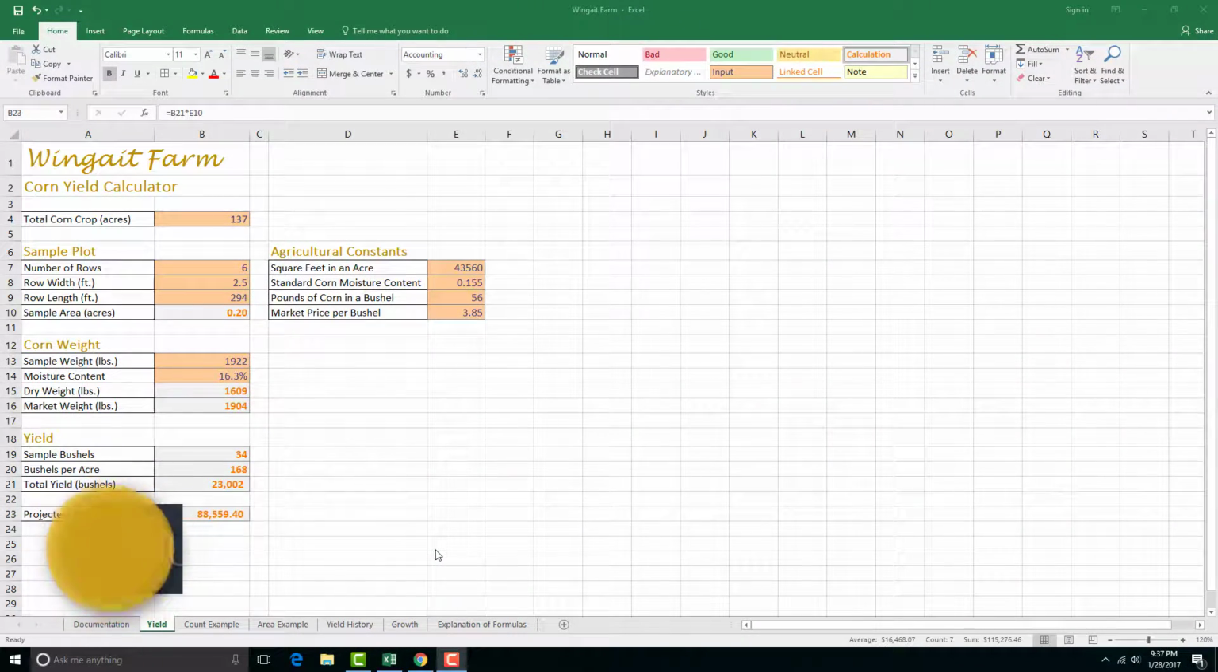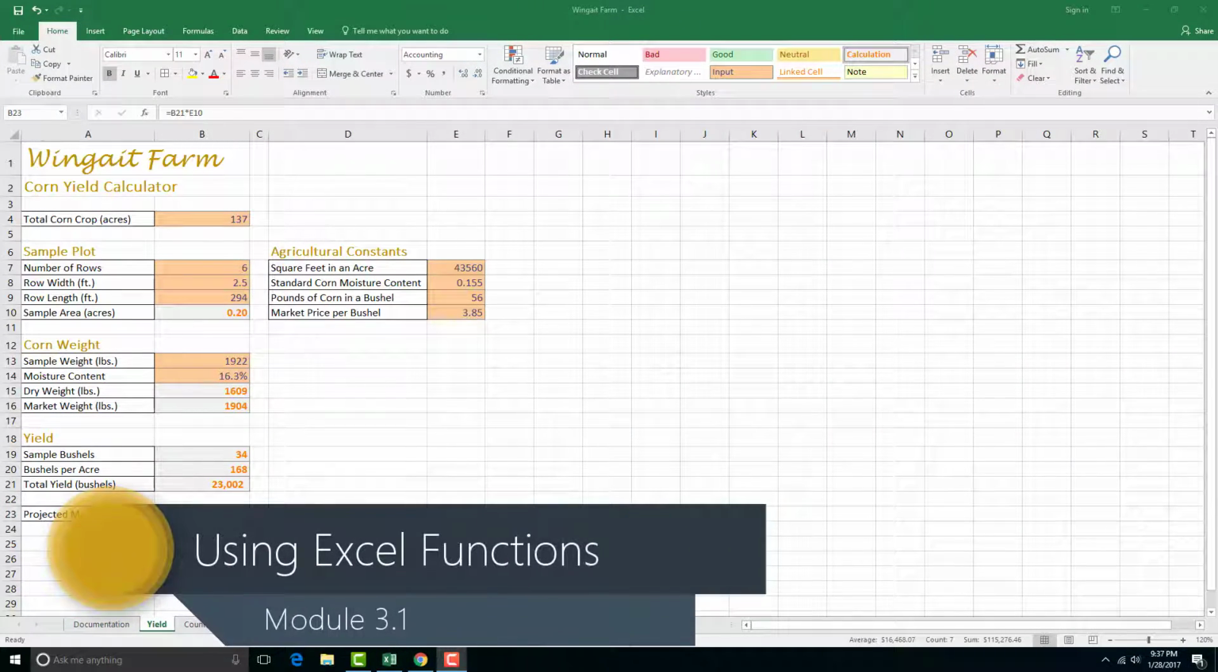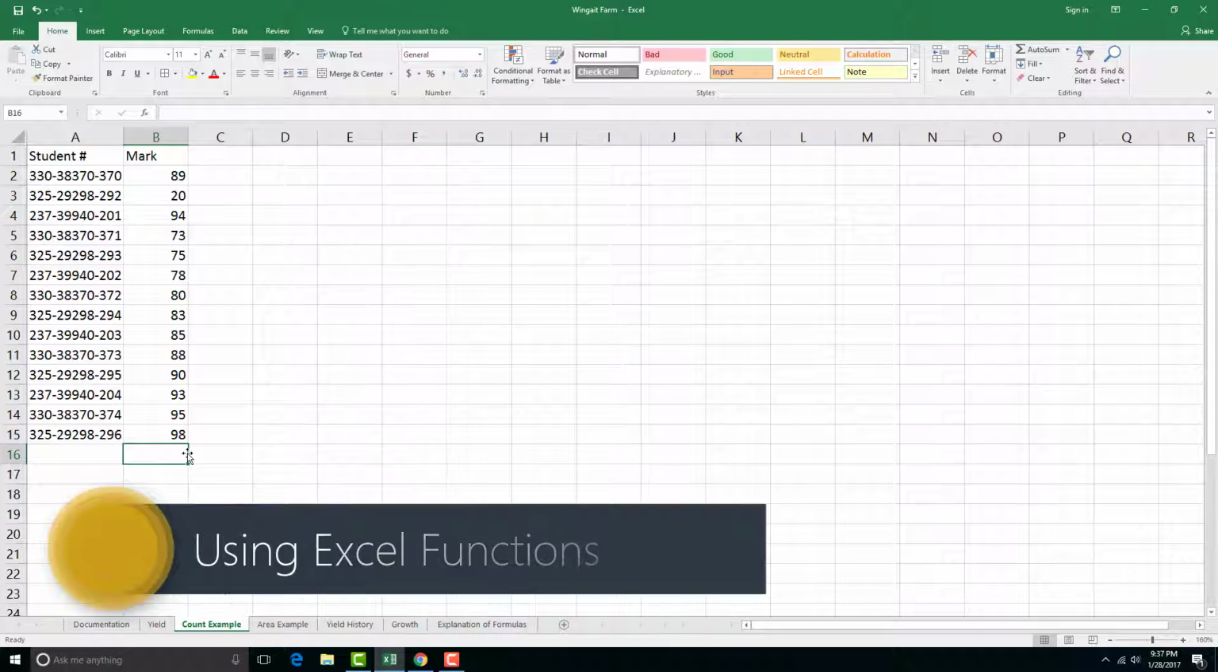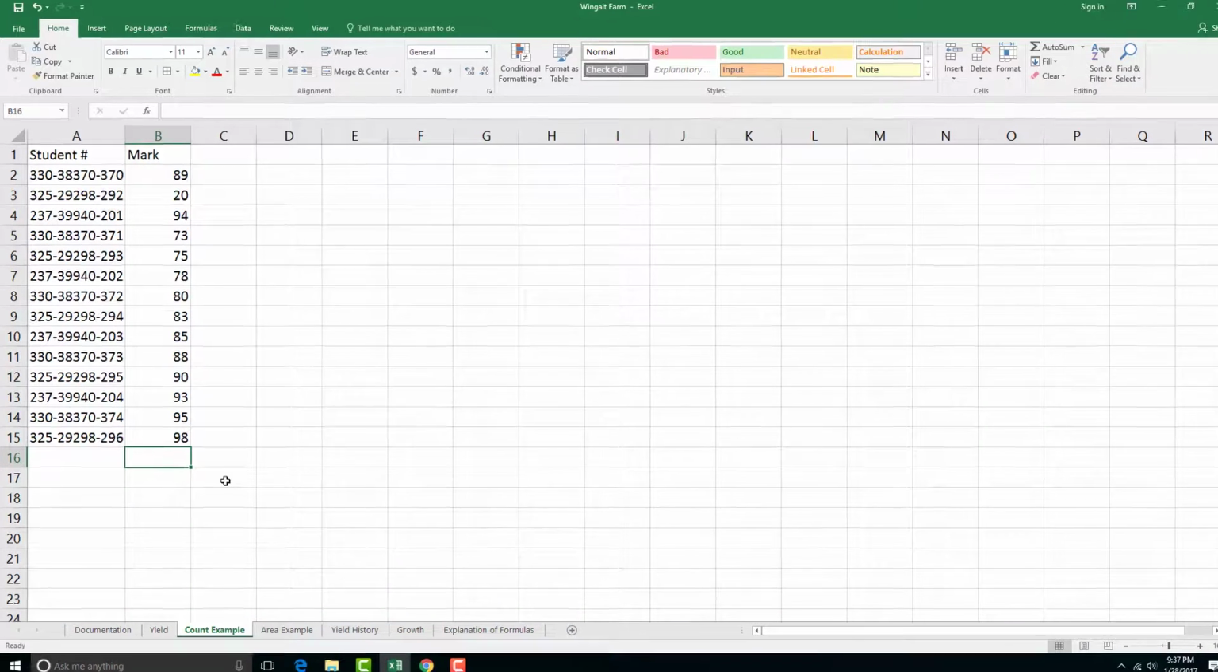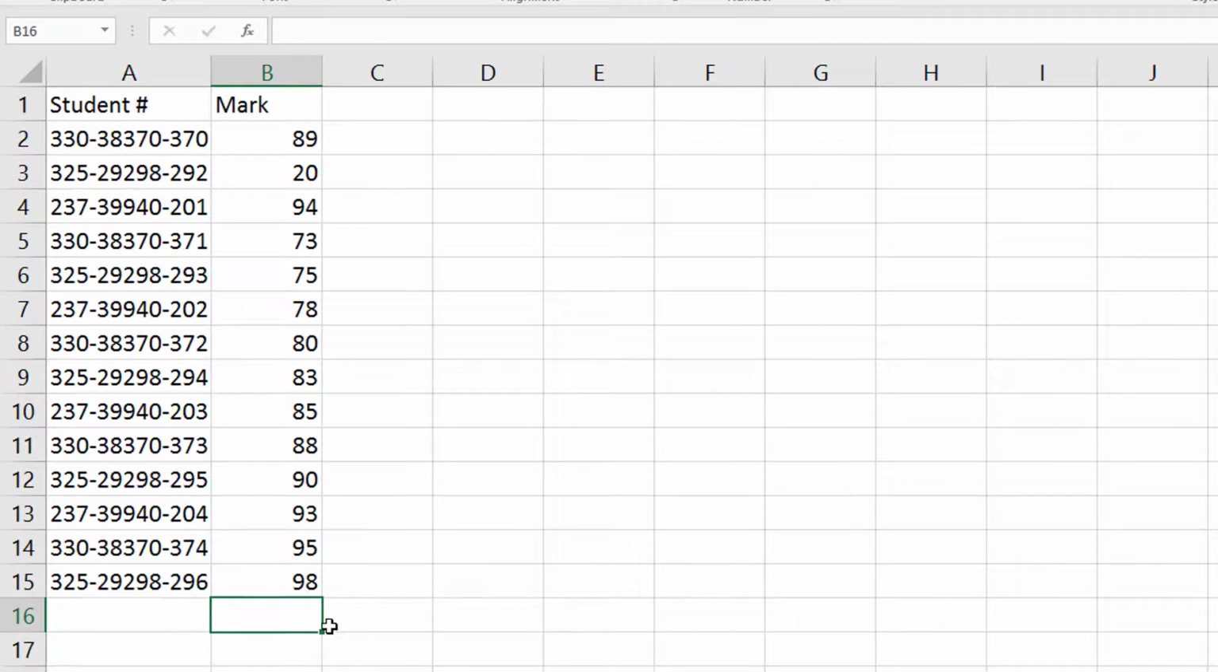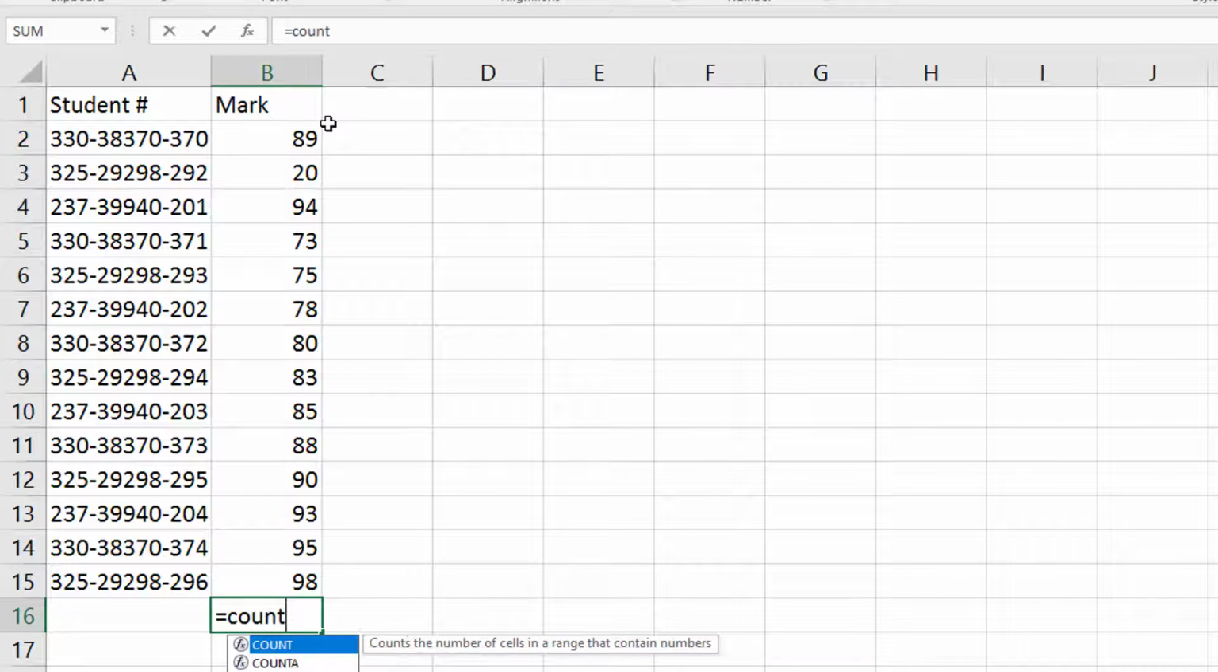Okay, so now we're going to use formulas that are built into Excel already. Let me show you an example here: the difference between COUNT and COUNTA. These are two different functions already built in. The COUNT function is really good at counting numbers. Let's say these are students and these are their marks. If I wanted to count this, I would say equals COUNT. It's built in, and it'll count numbers in that range.